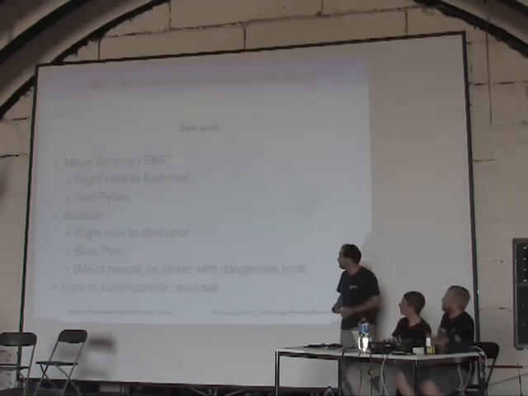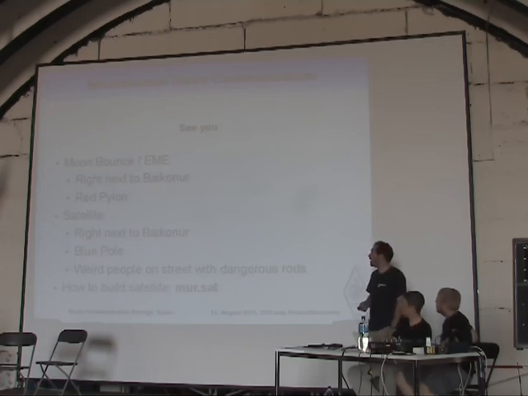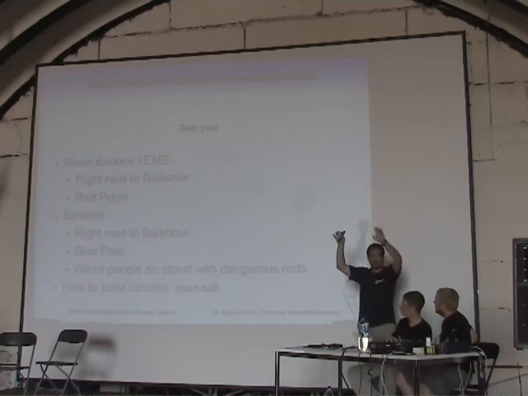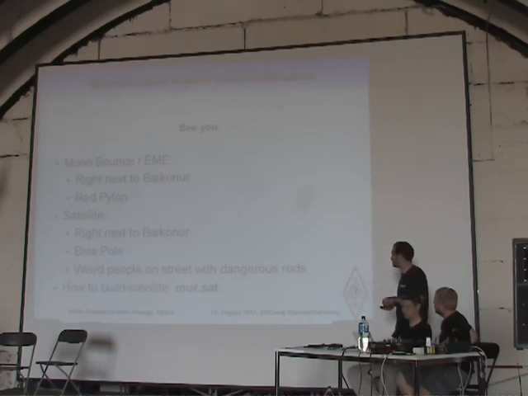So if you want to see how this is working, here in the shelter it's a little bit hard. You can visit us. The moonbounce thing is at the Leibandville over there. It's next to Baikonur with the red pylon. You see it most in the night. But you just look up where the big antennas are and ask for the moonbounce people, and you find us. The satellite people are next to them with the blue board. And maybe you see us sometime in the evening standing on the street with some weird things and with dangerous rods, and asking you to step back a little bit.